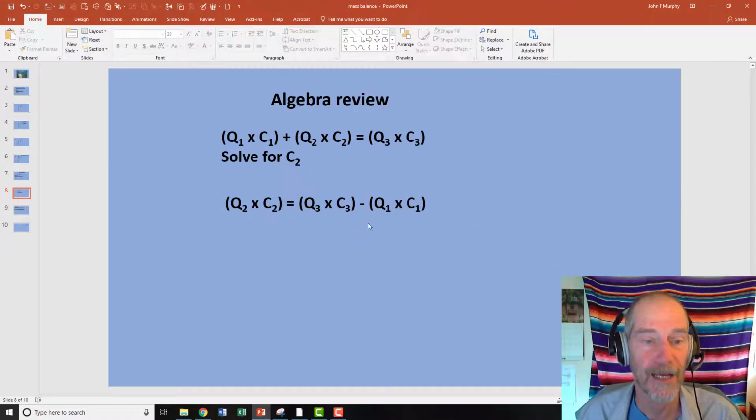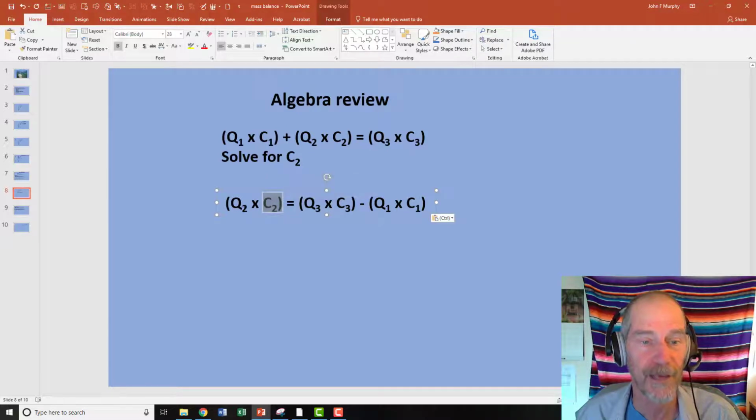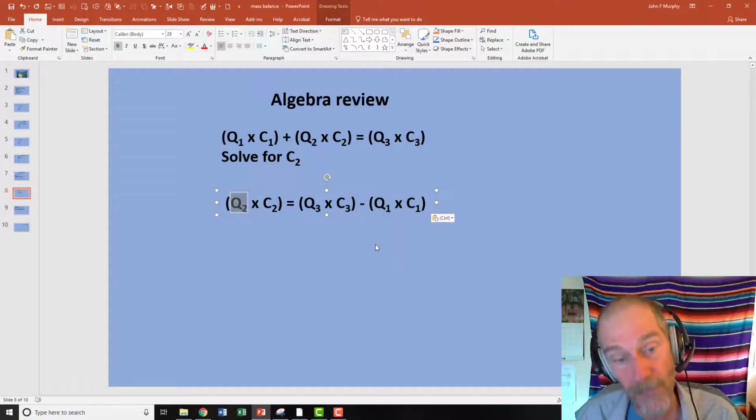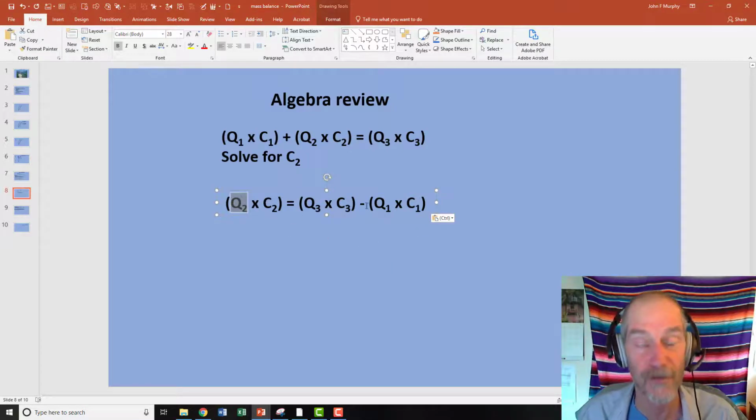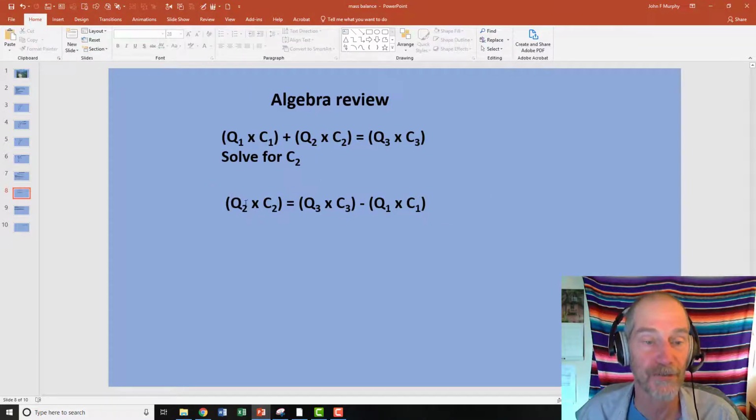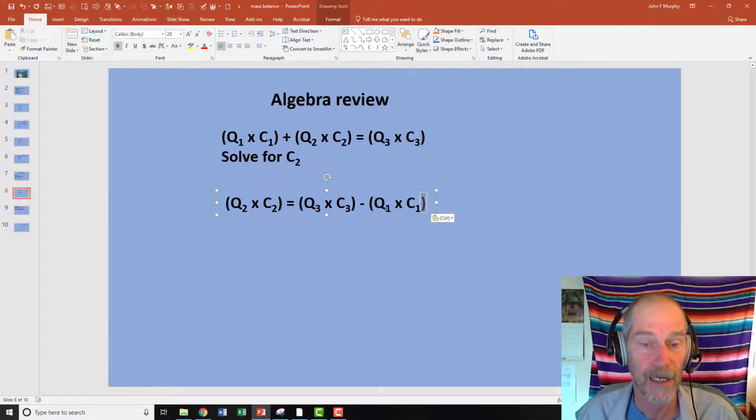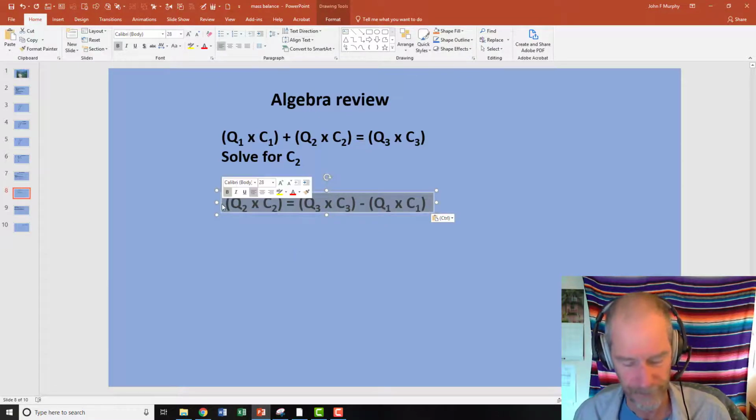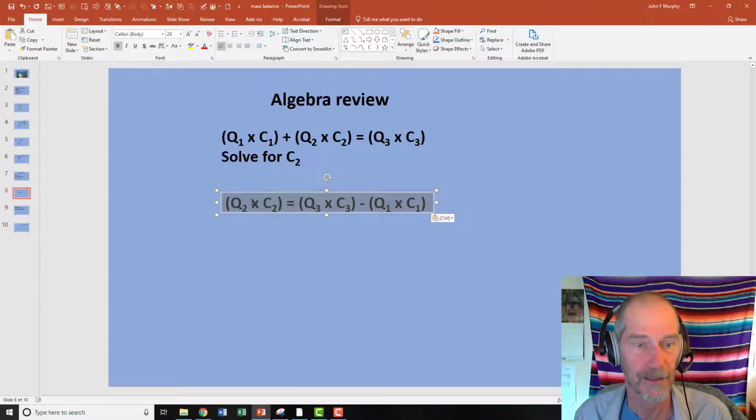Okay. And so what am I looking for? C2. There's my C2. That means I need to divide both sides by Q2. And it's actually a two-step operation. First you set up and then you solve for it. But I'm just going to do that in one step by just moving this guy next door, which I can do.